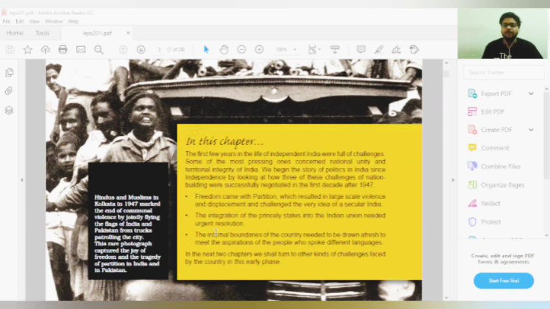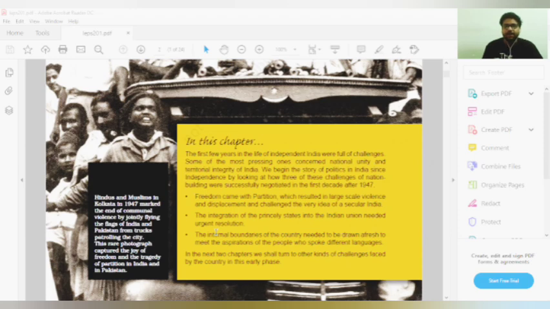The first topic that we are going to read and discuss in this chapter is how the freedom and partition which came with freedom was a challenge for our nation. How did we deal with it? How did our leaders deal with it? What were the consequences of that partition? This we are going to study in this topic.